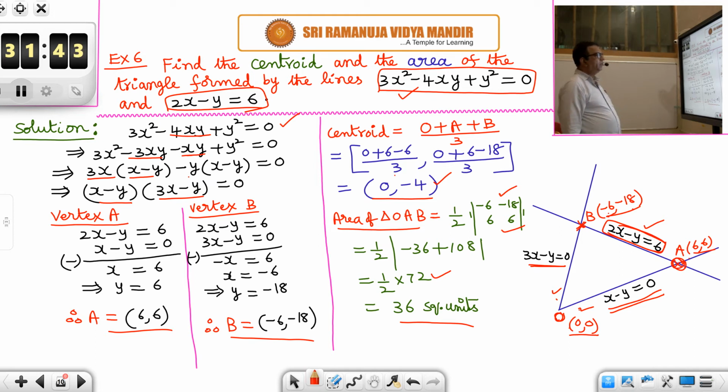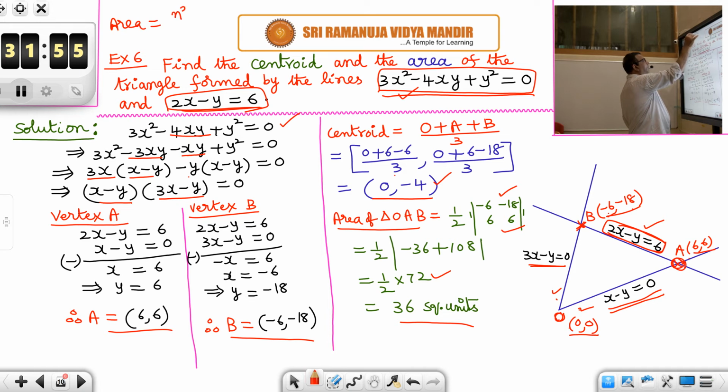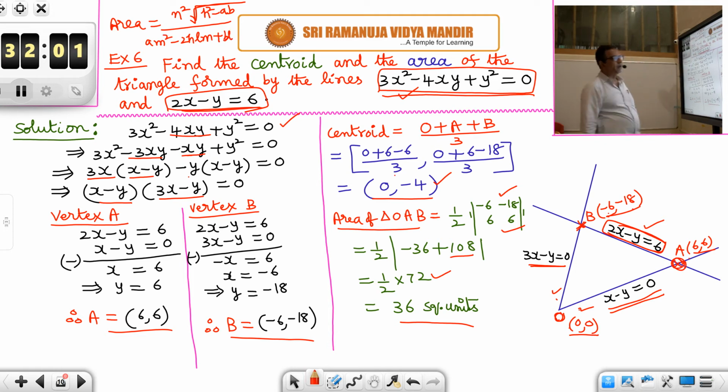And also if you want to find the area, you can apply the formula also. For ax square plus 2hxy plus by square and lx plus my plus n equal to 0, area we have a formula: n square into root of h square minus ab, by the denominator am square minus 2hlm plus bl square. So you can apply that formula directly, you can get the area.